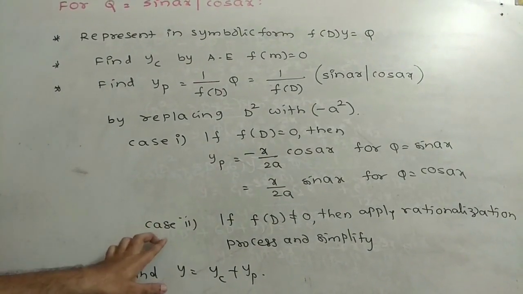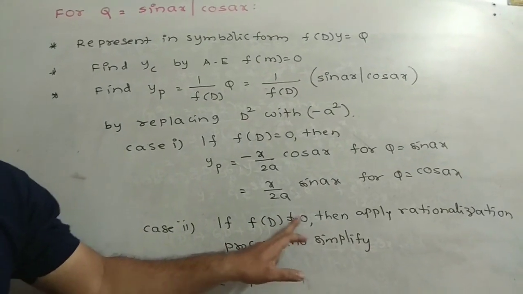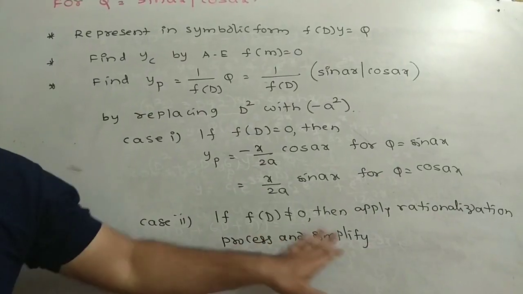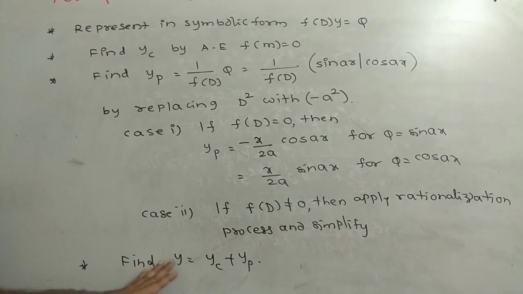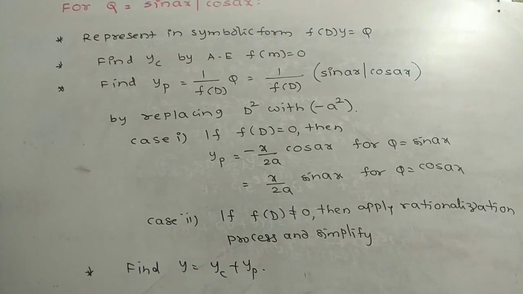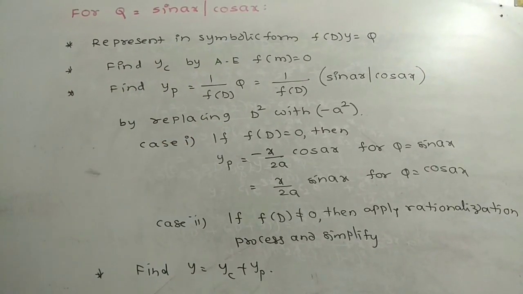And coming to case number 2, if f of D is not equal to 0, then you are applying the rationalization process and you make the simplification. So after getting that, find out the complete solution y equal to yc plus yp. Now we will enter into the problems based on this particular procedure.